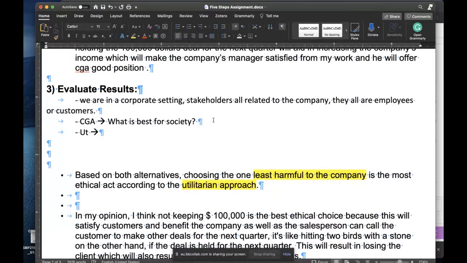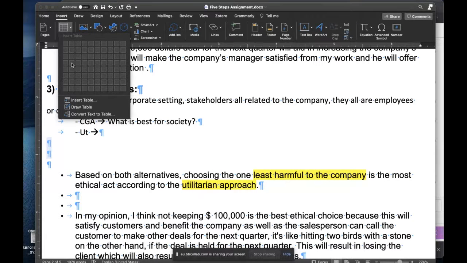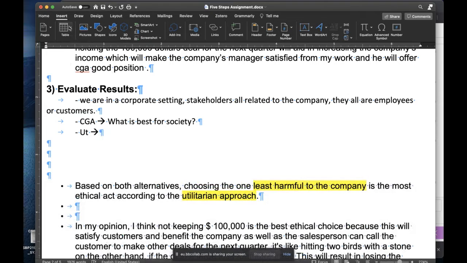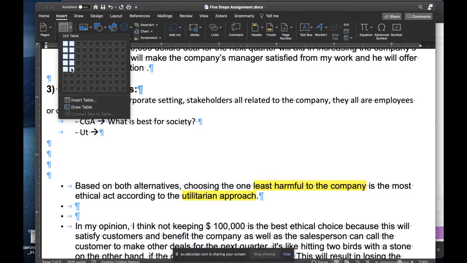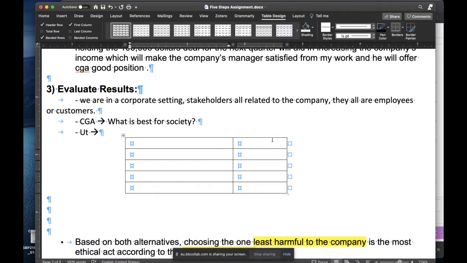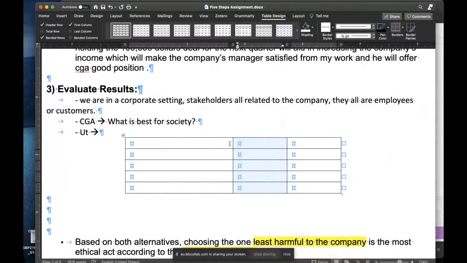Satisfying the customer. With satisfying the customer, the salesperson will get a new deal from this customer, and then the salesperson will also be satisfied with his quota for the next quarter. So this is a utilitarian approach. But here you have to measure it. It's good if you measure the money, right? In the utilitarian approach, remember, we say what's best for the total amount of happiness. So here it's very good if you go for option A, option B.